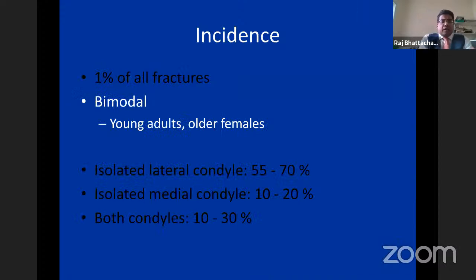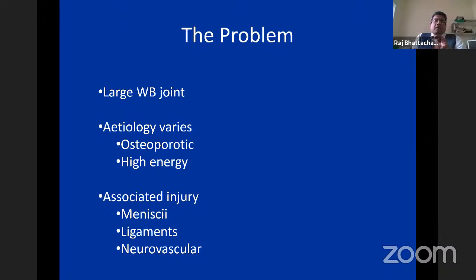For me, the key here is these tibial plateau fractures are bimodal. So you can get them in young adults and you can get them in older females, and they are completely different beasts and should be dealt with in a very different way. The main problem, as I see it, for these tibial plateau fractures is it is a large weight-bearing joint, and you've got the variable etiology. You can have a very osteoporotic bone where you have bone failure and the bone crumbles, and there's a different way of dealing with those. And then you've got these really high energy injuries. And pretty much most of the high energy injuries have got associated other pathology, as Dr. Thonse mentioned.